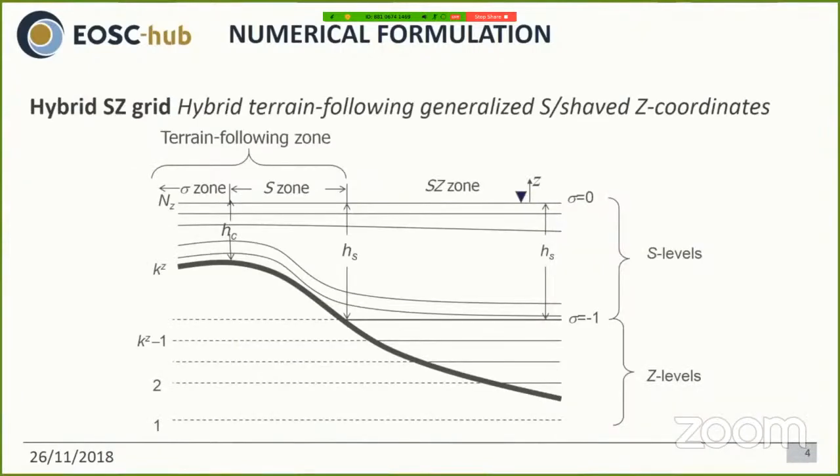The first vertical coordinate system uses terrain-following S coordinates and chef Z coordinates. They are separated by the hs depth. Chef Z layers are optional, which means that a pure S grid is an accepted configuration which can be set by defining an hs greater than the maximum depth of the grid.